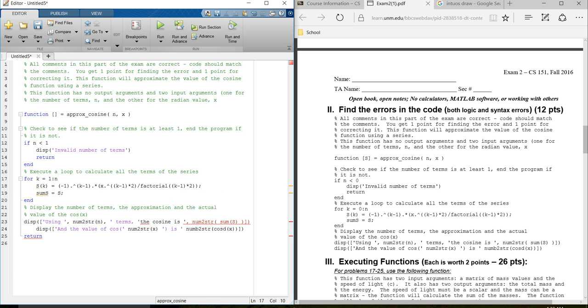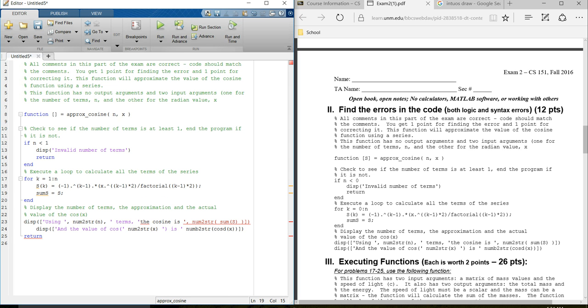S of k is equal to this. Sums is equal to s. That's right. It's not wrong. I just don't know why he has it in there. I mean, you could have it in there. It's not going to hurt anything. Let's keep on going.